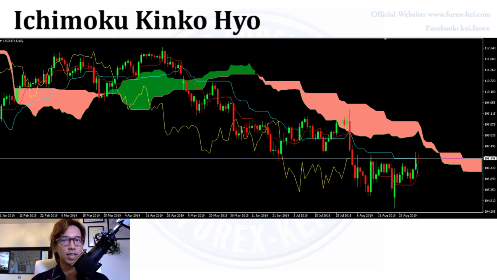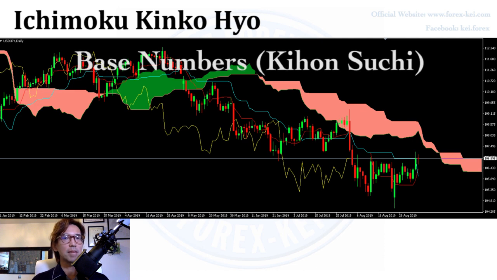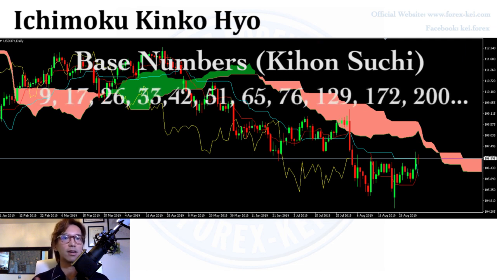In Ichimoku Kinko Hyo, if you can recall, in these 5 lines, you see numbers like 9 or 26 or 52, right? What are these numbers? Well, these numbers are called base numbers. In Japanese, it's called Kihon Suchi. And typical base numbers are 9 and 26. And there are variations like 17, 33, 42, 51, and 65, and on. But all these numbers are the combinations of numbers 9 and 26.